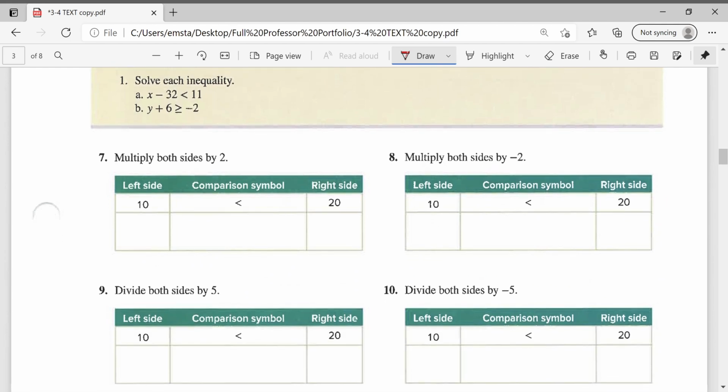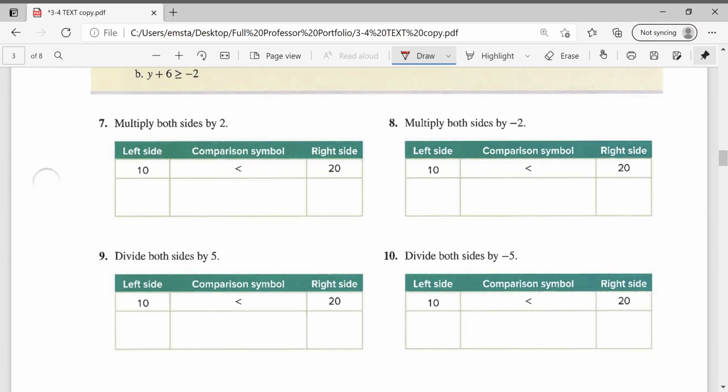All right, let's continue building our toolbox. I want to see if my multiplication and division tools hold for inequalities just like they did for equations. So number 7 says let's multiply both sides by 2. So times 2, times 2. 10 is less than 20 becomes 20 and 40. Is 20 still less than 40? The answer is yes, so this one holds. So far so good. I can multiply both sides by a positive number and it works.